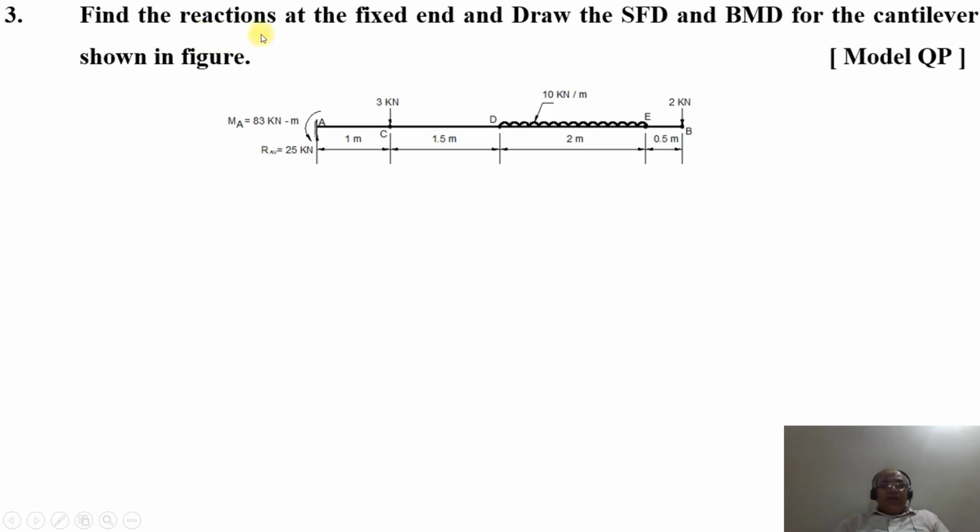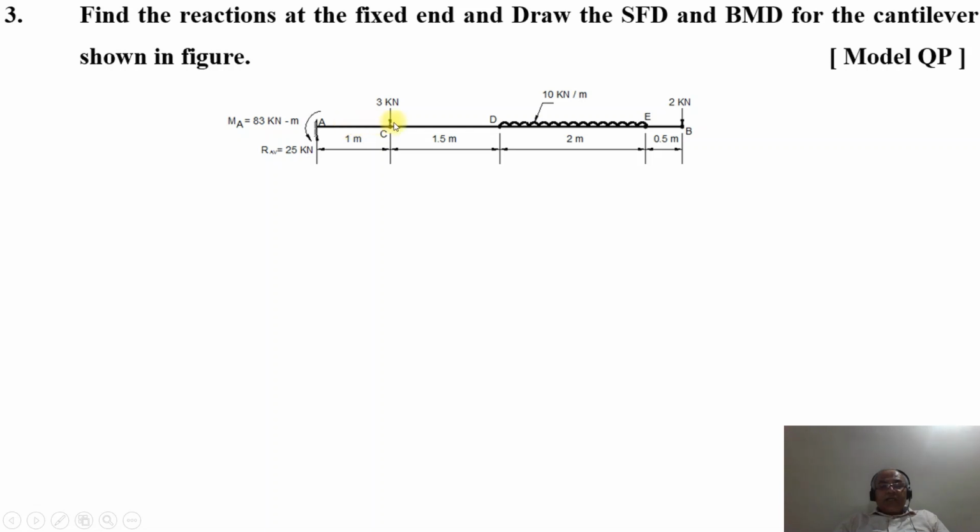Now we need to find out the reactions at the fixed end. What are all the reactions we are going to get at the fixed end? As the beam should be in equilibrium, and all the loads are acting downwards, naturally we should have a reaction acting upwards, which is RAV.